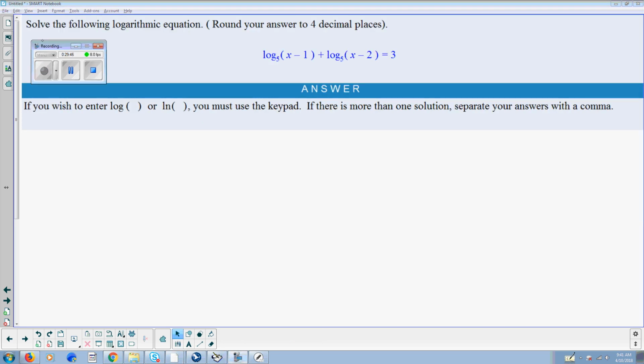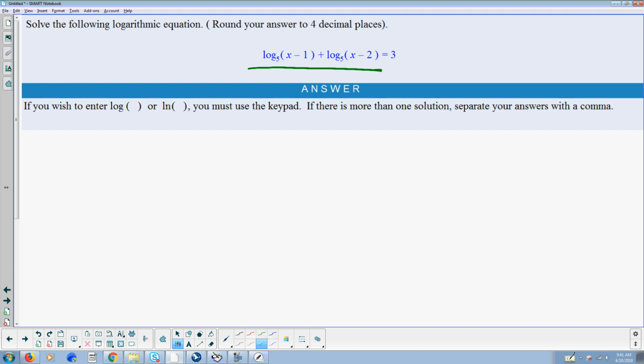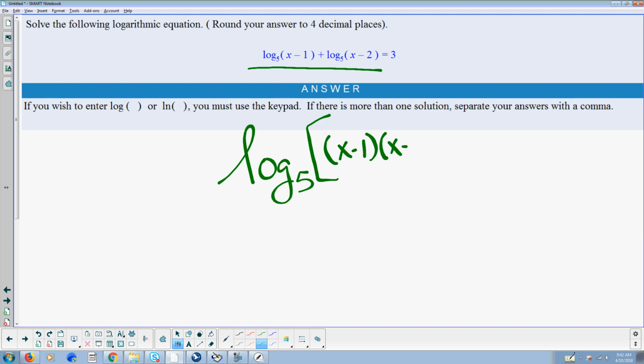Okay, in this problem it says to solve the logarithmic equation and round your answer to 4 decimal places. When we're solving a log equation, our first step is to combine so that we write this as a single log expression. So we're going to use our properties to write this as a single log expression. So looking here, since I have addition, I can use the product property and rewrite this as log base 5 of the product x minus 1 times x minus 2 is equal to 3.